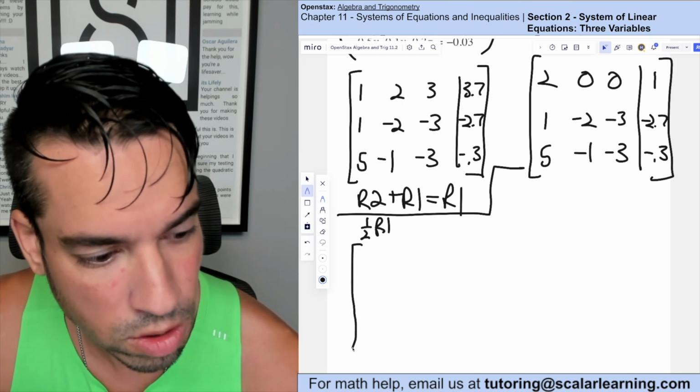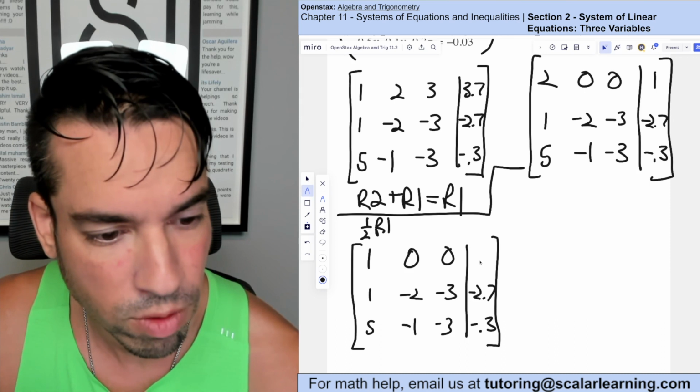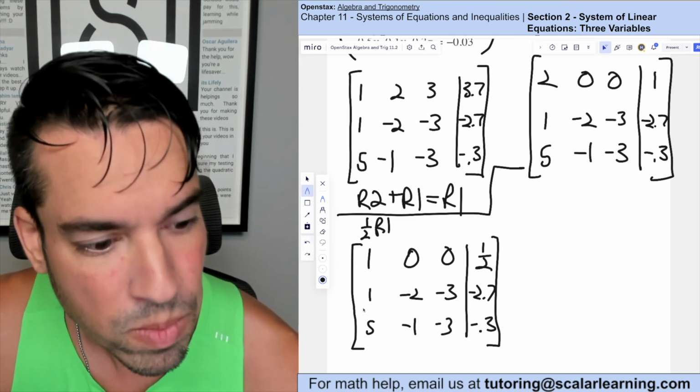Let's write that out here. So we got 1/2 of 2 is 1, 1/2 of 0 is 0, and then 1/2 of 1 is 1/2. And guess what? We got our x value. X is 1/2. Great.